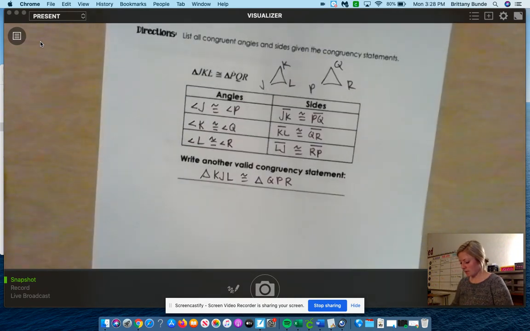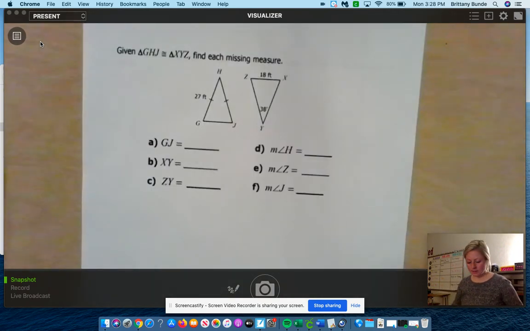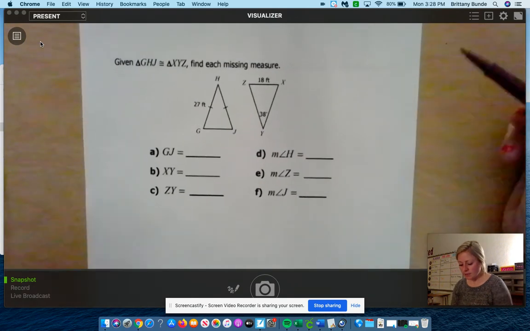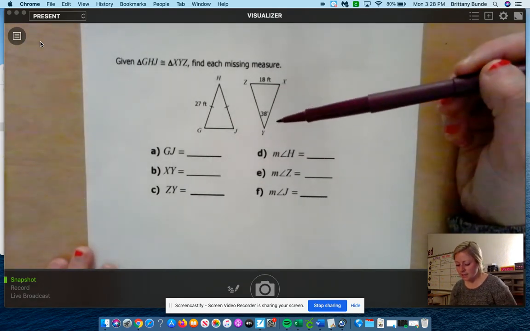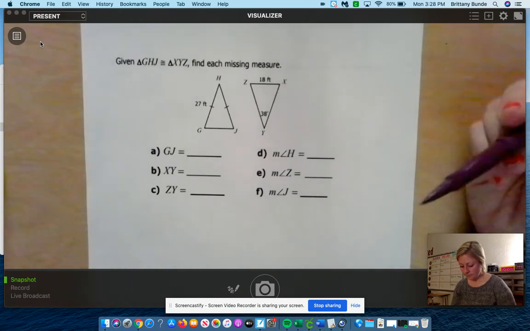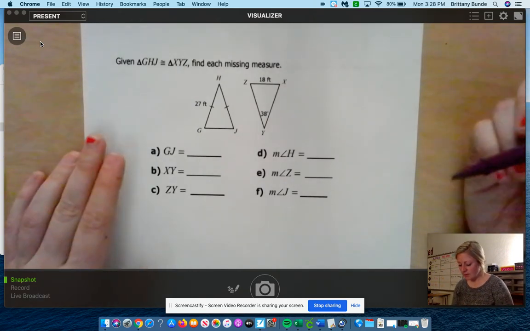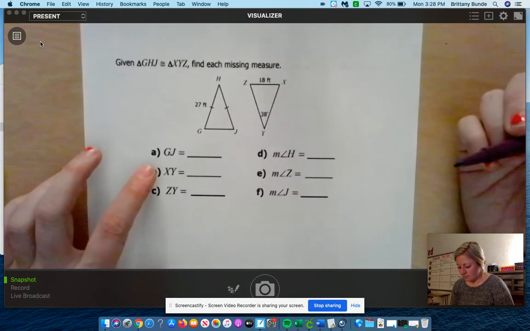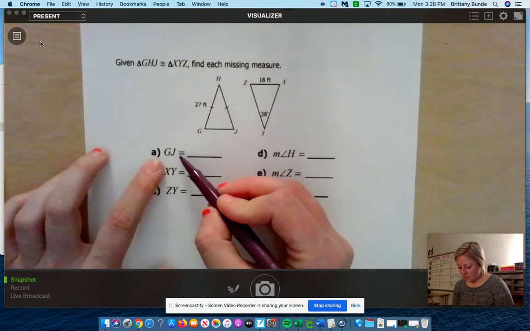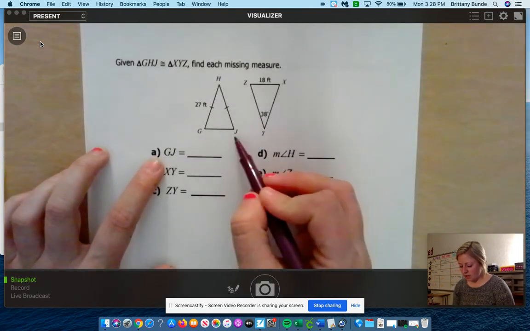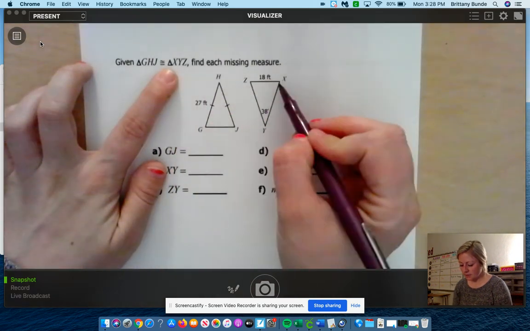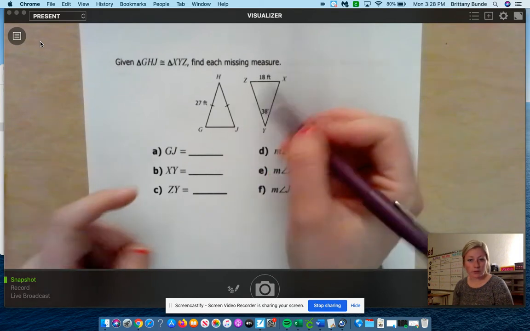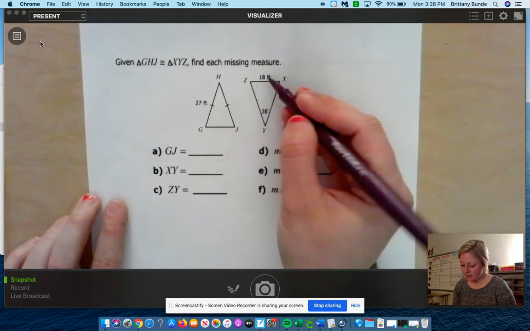Okay. What is next on our list? It says given triangle GHJ is congruent to triangle XYZ, find each measure. That sounds easy enough. So it says GJ equals what? Well, what does GJ match? You can either look up here, GJ matches XZ, or this one's kind of intuitive. You could look at the picture as well, but we would know that it's 18.